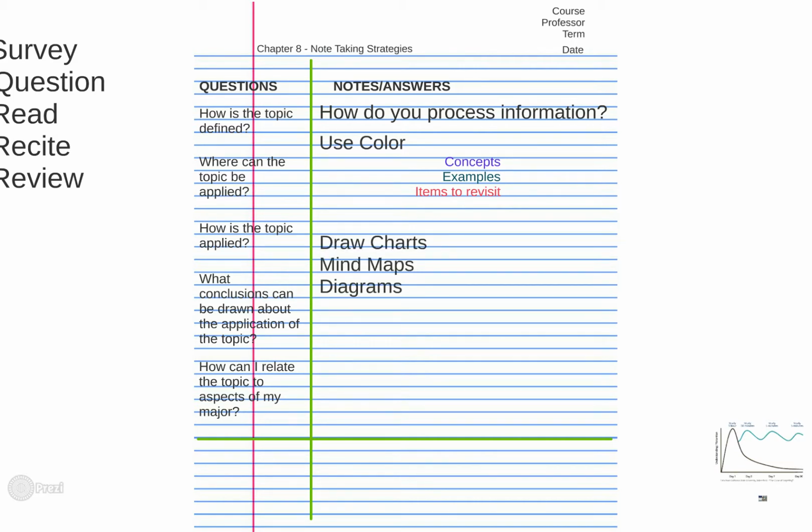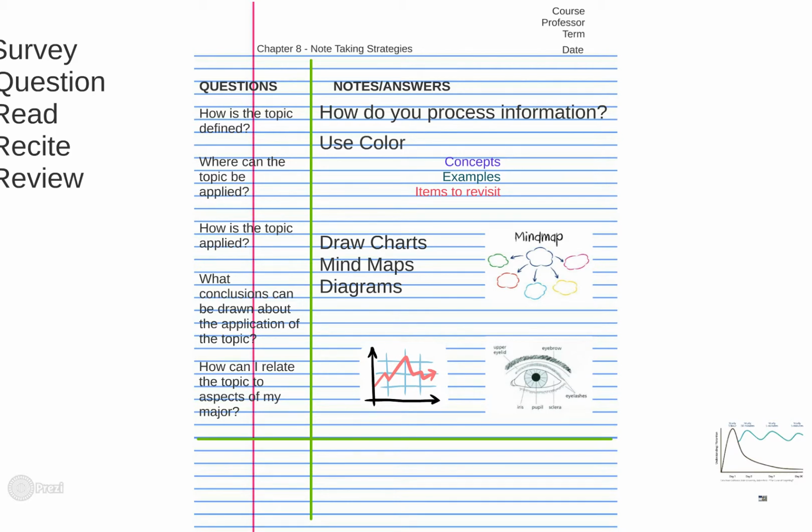Other things to consider when taking notes is drawing charts, mind maps, and diagrams. If this is a better way for you to process the information, you're able to answer the questions using these mind maps and charts and diagrams. Awesome. Add these to your notes because the whole point of applying SQ3R to note-taking is to retain the information. How do you best process the information?